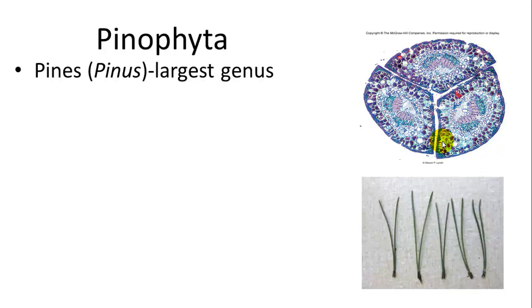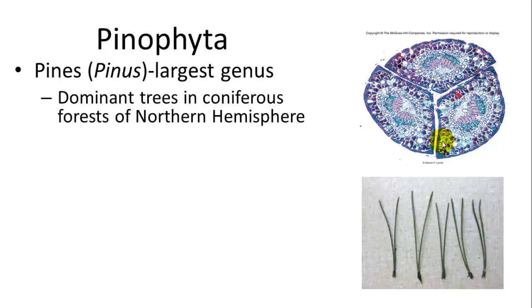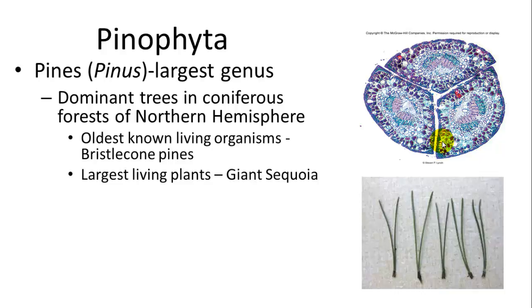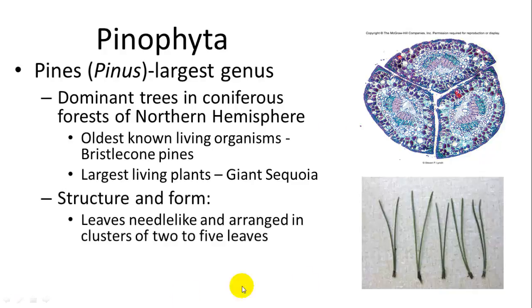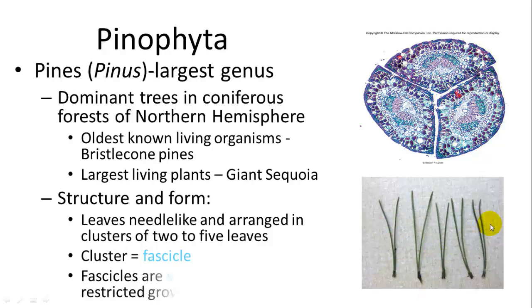So the pines are the largest genus, and they are the dominant trees in the coniferous forests of the northern hemisphere. They include the oldest known living organisms and the largest living plants, the bristlecone pines and the giant sequoia. Their leaves are needle-like and arranged in these clusters of 2 to 5 leaves, which are called fascicles. So these are all fascicles of 2 leaves. And the fascicles are really short shoots, so short extensions of the stem. But they have restricted growth. They don't continue to grow. They stop at a certain length.